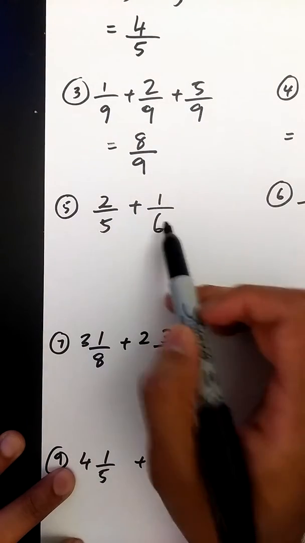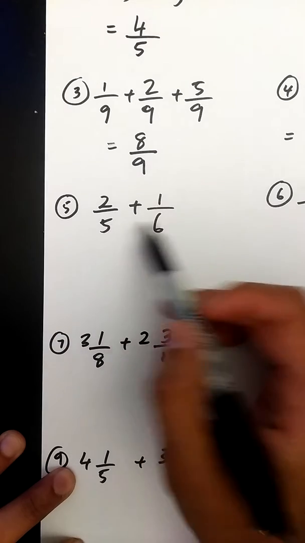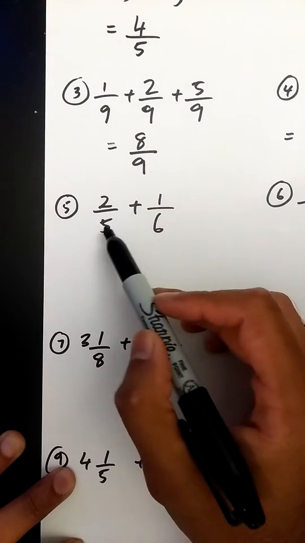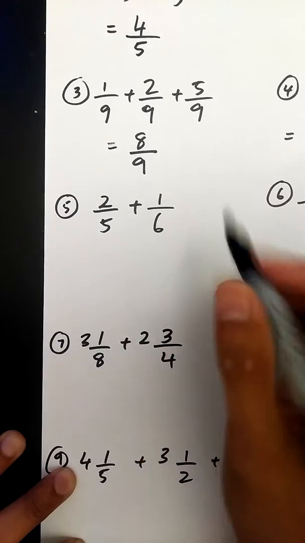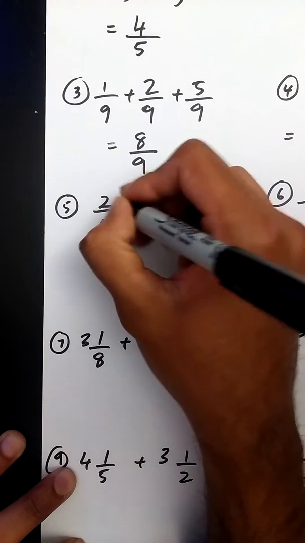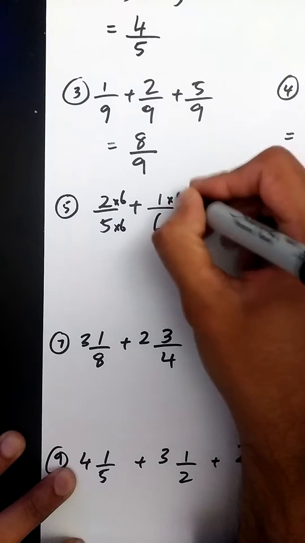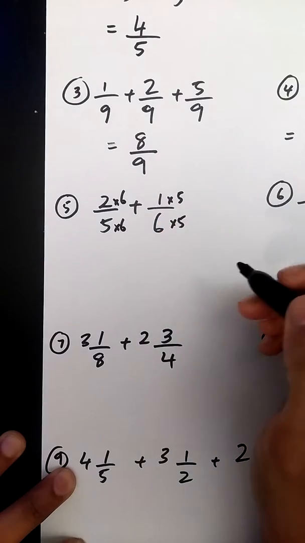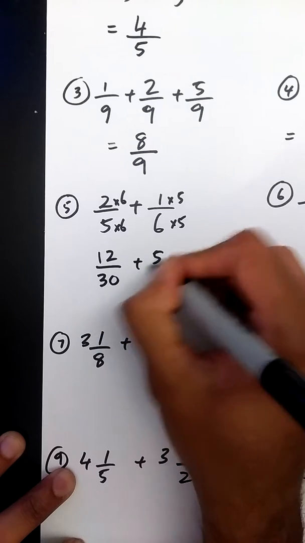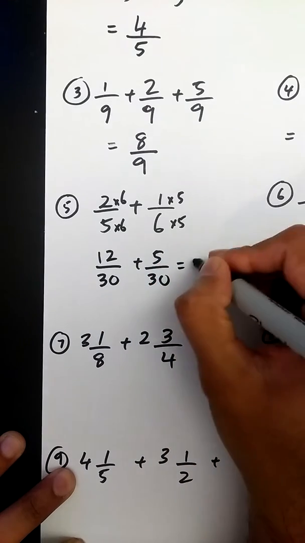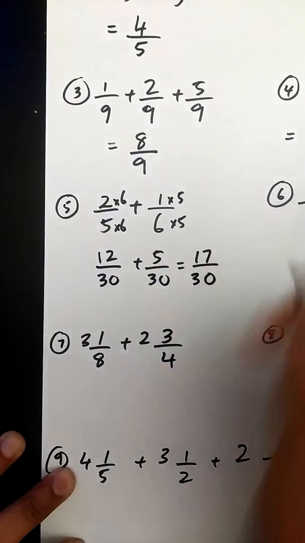If your denominators are different, you basically want to make a common denominator. So you want to find your lowest common multiple between 5 and 6. In this case, it's 30. So I'm going to multiply by 6 on the top and bottom here, and I'm going to multiply by 5 on the top and bottom here, so I get a common denominator. It's 12 over 30 plus 5 over 30, just 17 over 30.